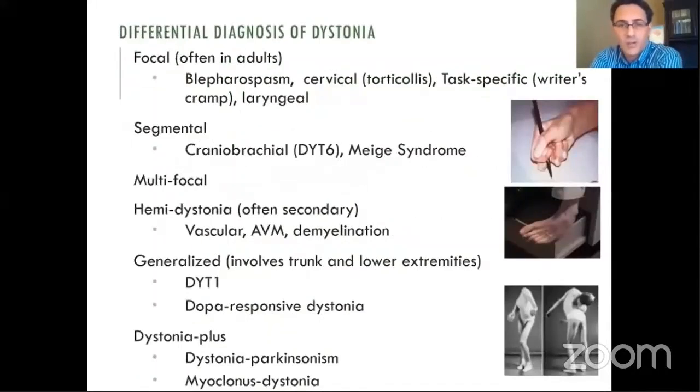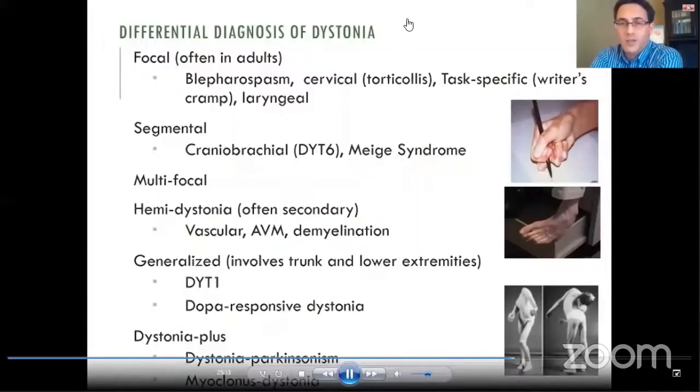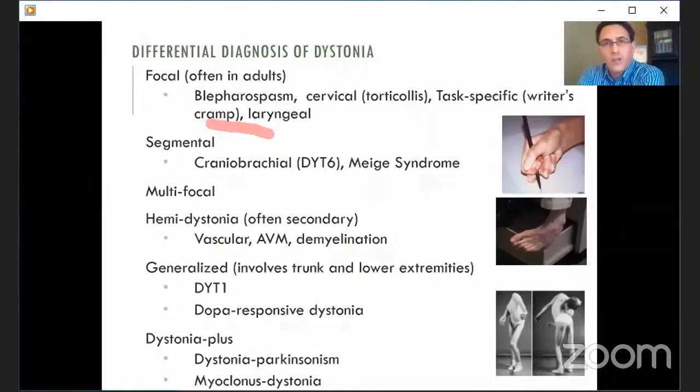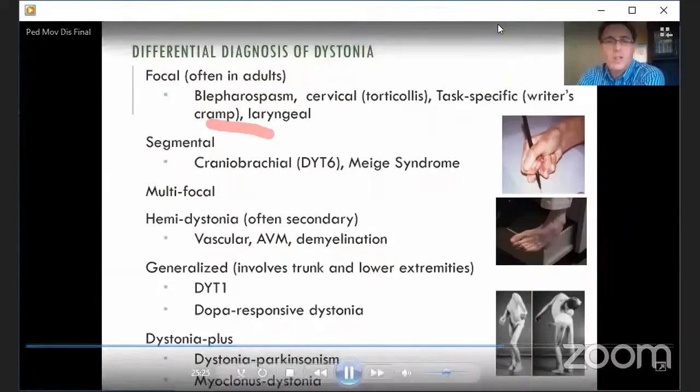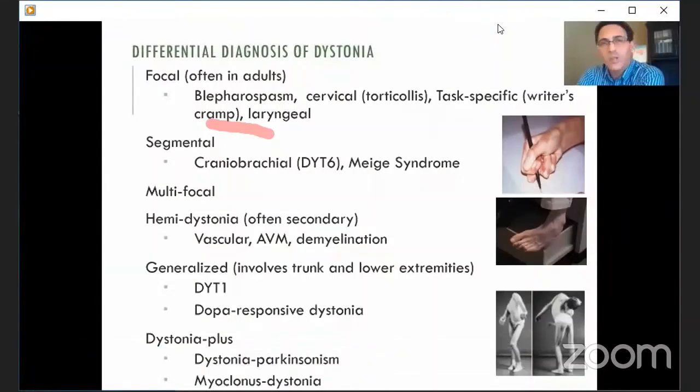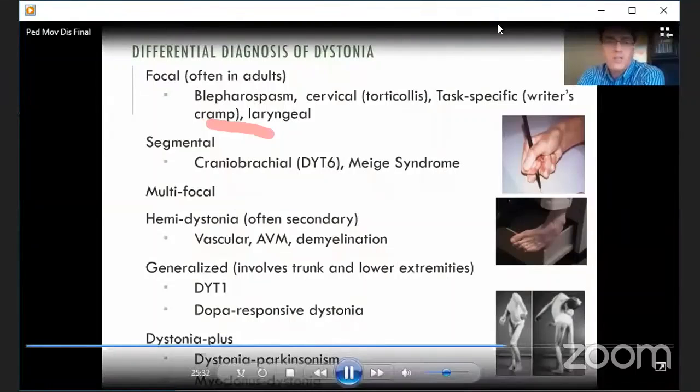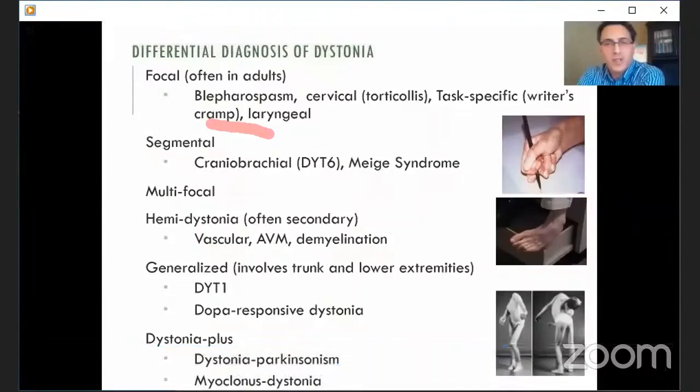The differential diagnosis of dystonia is broad, and we pay attention to both distribution, which sometimes helps to narrow down the differential diagnosis, as well as the etiology. When we think about dystonia, we want to know if it's focal. Often focal dystonia starts in adults, and it's unusual in children to have focal onset dystonia, and usually we have to think about secondary or lesion-based causes. Examples of focal dystonia include around the eyes, spasm in the neck, torticollis, task-specific, like writer's cramp with arms, or laryngeal dystonia. It could be segmental, involving a couple of regions next to each other, such as craniobrachial dystonia involving face and arm, which can be seen in a type of genetic dystonia called DYT6.